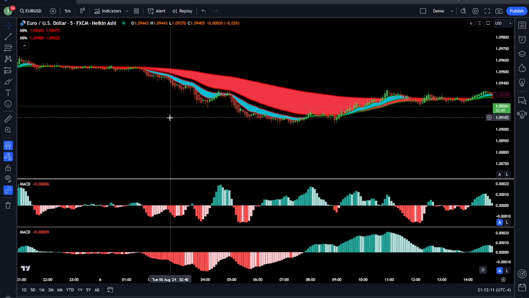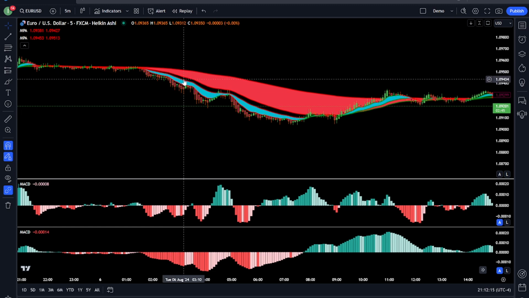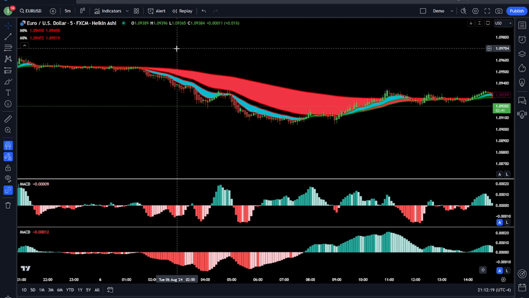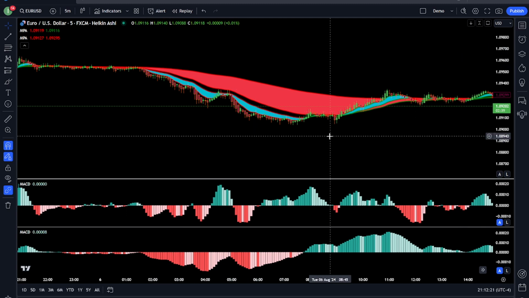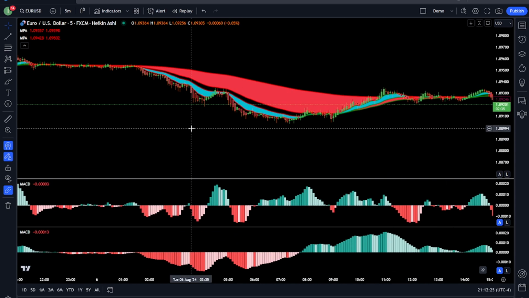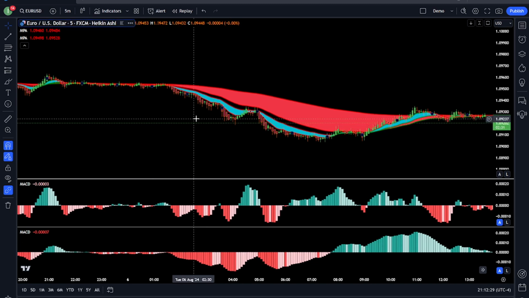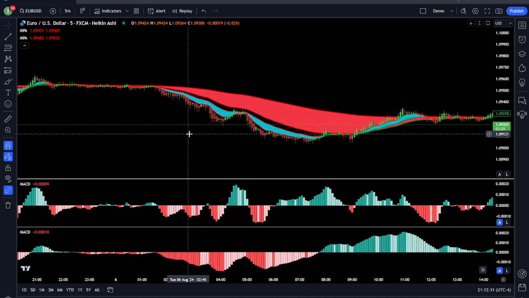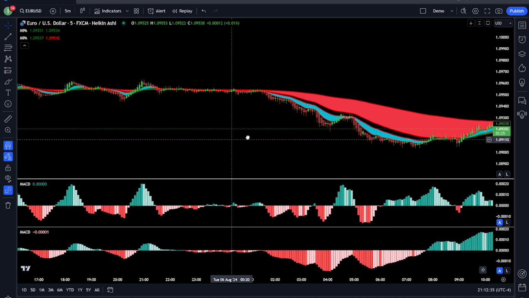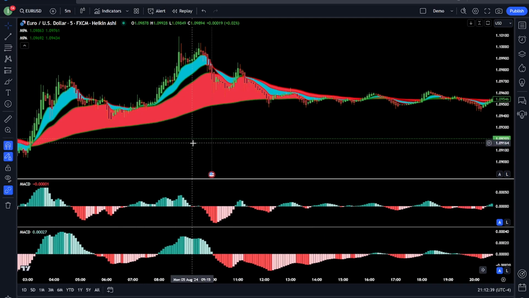And for shorts, blue cloud below the red cloud, and there's a gap, and both the MACDs should be red, right? Successful short. So that's all, guys. Try to set the same setup on your own charts and do a backtest. I'm sure this strategy will change the way you trade.